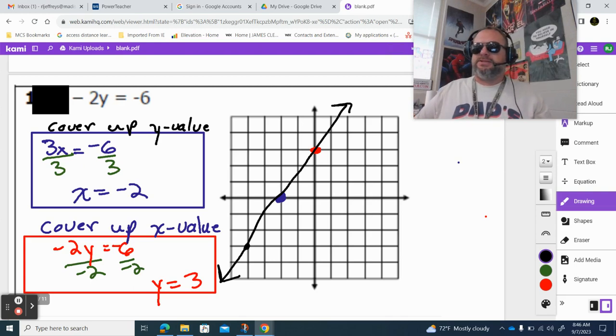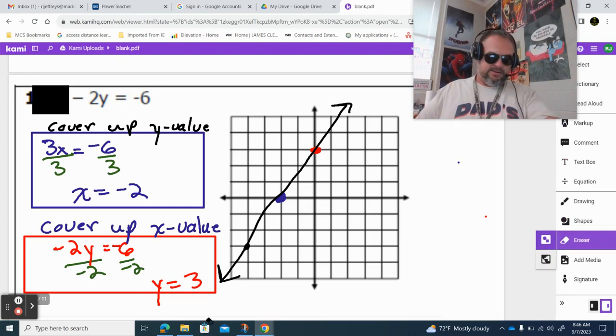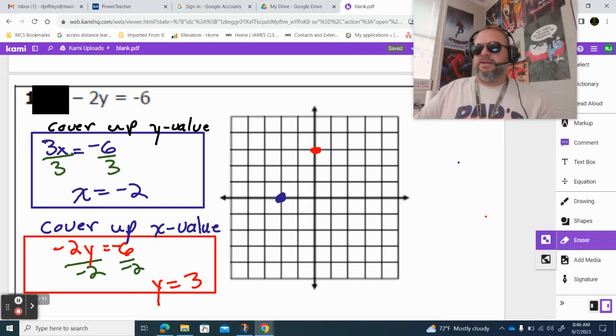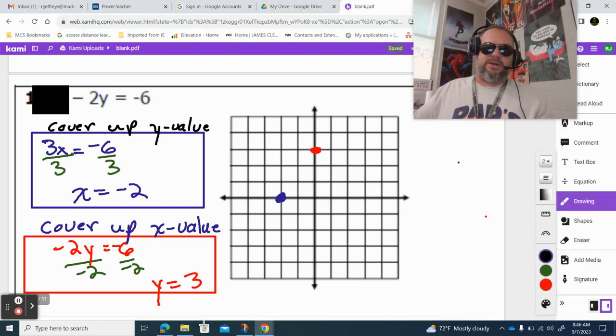Oh, that's for me to graph. So my bad, I messed up. Let me just go ahead and redo the whole graph.